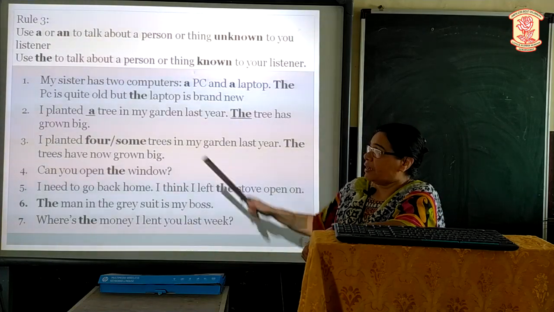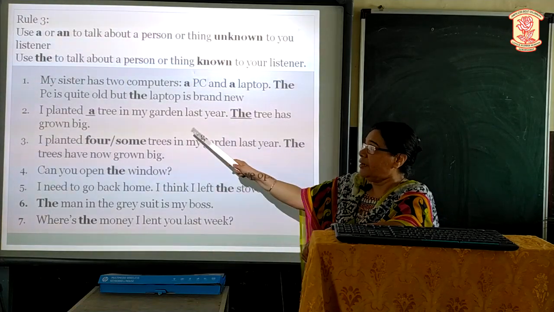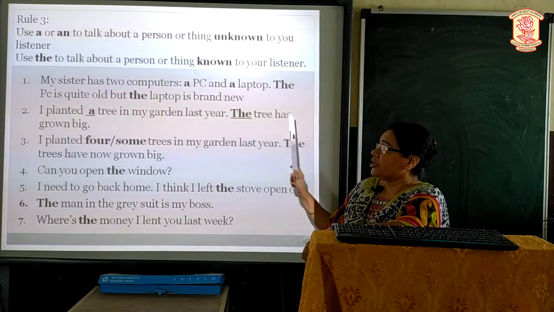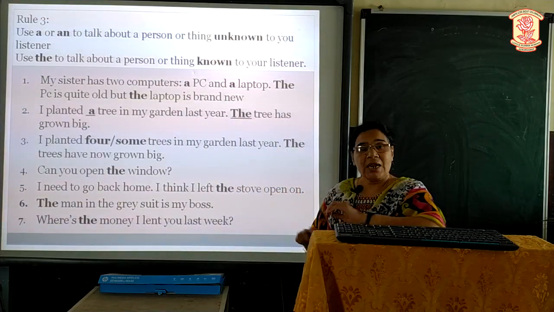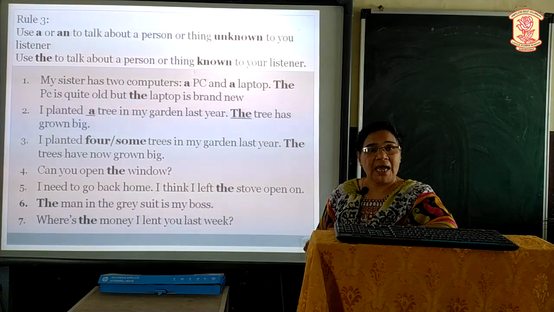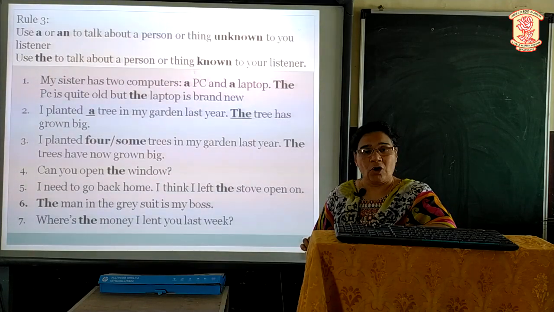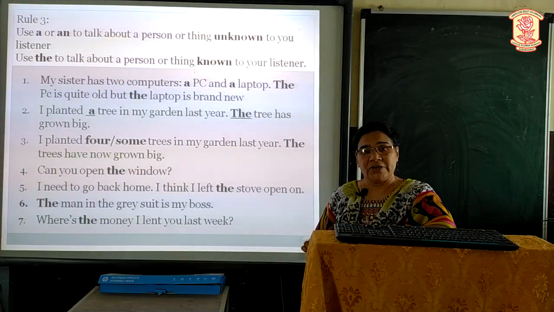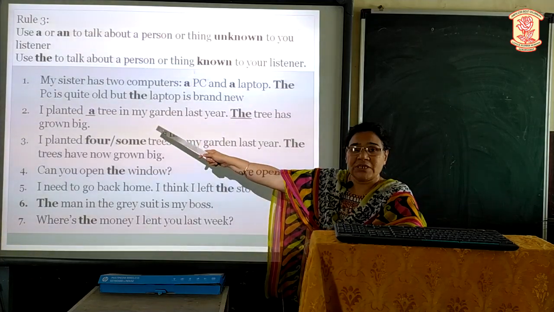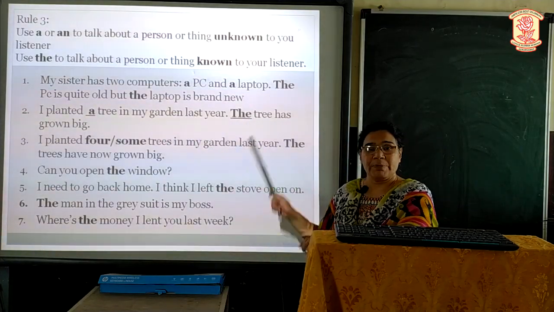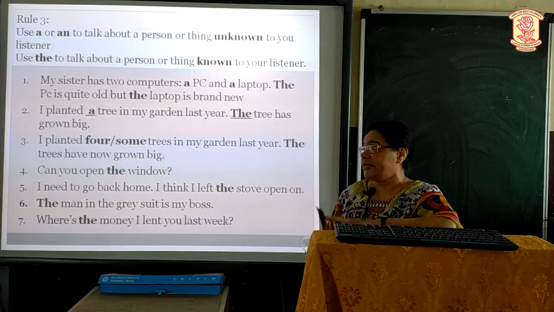See another example. I planted a tree in my garden last year. The tree has grown big. Now last year when I planted the tree, I was unaware of that tree. Now I know that tree. So first I have used a, now I am using the because I am speaking of that particular tree.